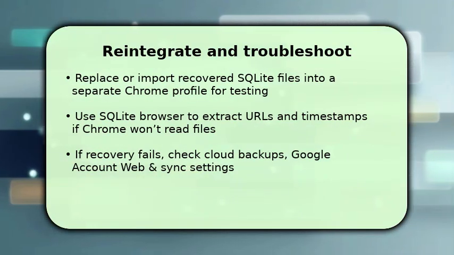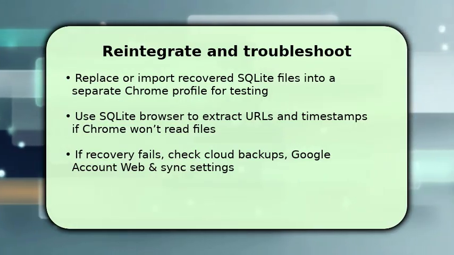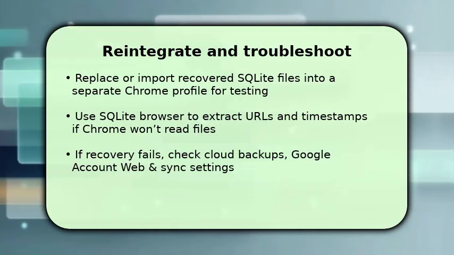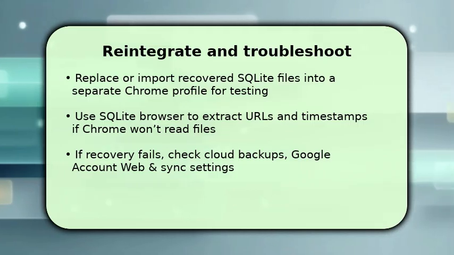Finish by carefully reintegrating recovered data. Create a test Chrome profile and copy recovered SQLite files there to confirm Chrome reads them. This prevents corrupting your main profile. If Chrome cannot open the files, use an SQLite viewer to extract URLs and timestamps directly and save them elsewhere.